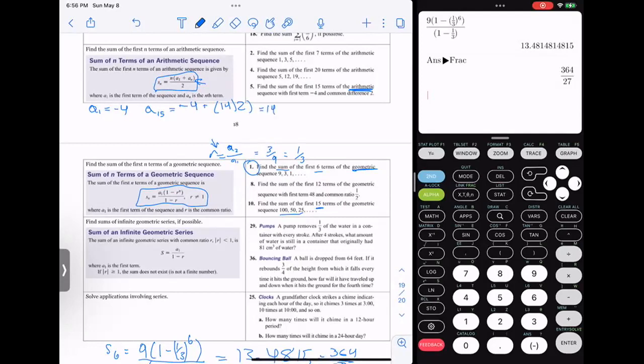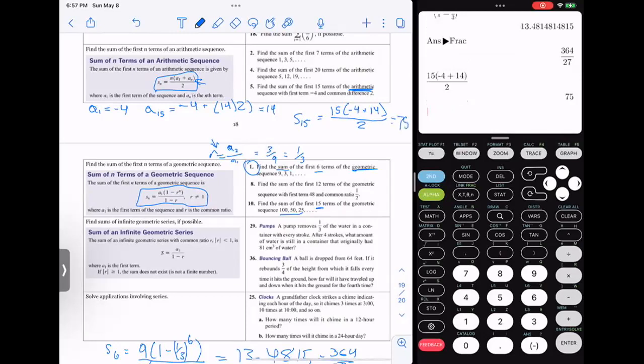All right. So now if we want to find our sum, so sum of 15 is equal to 15 times our first term, which is -4, plus our last term, over 2. So we can plug that in our calculator. We have 15 times -4 plus 14, over 2. And our sum is equal to 75. And there we go. So it's just going to be applying those formulas.